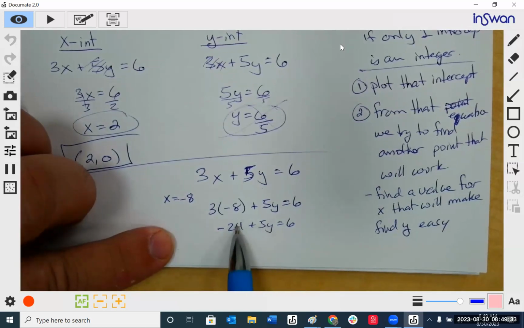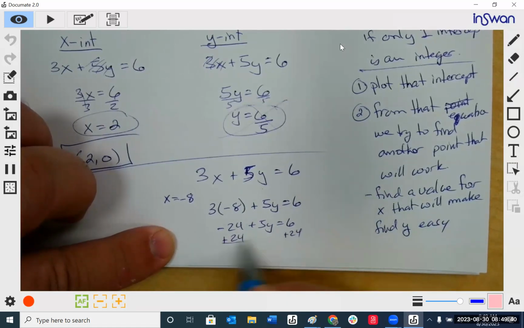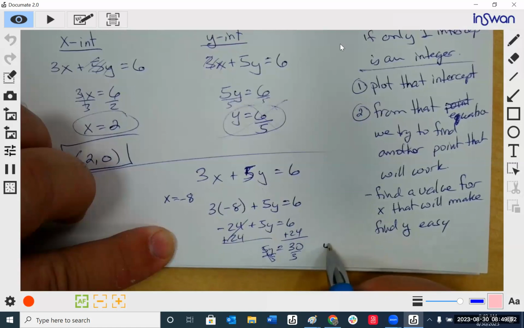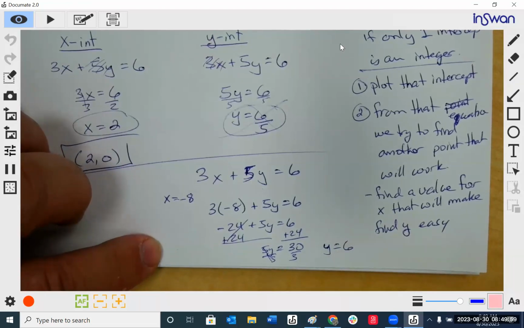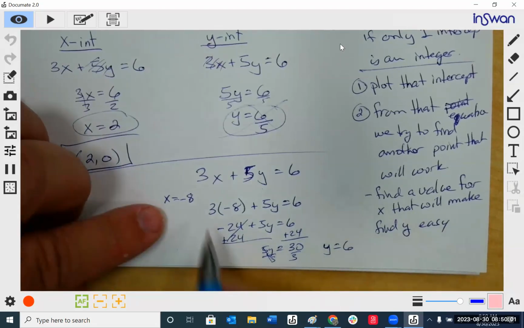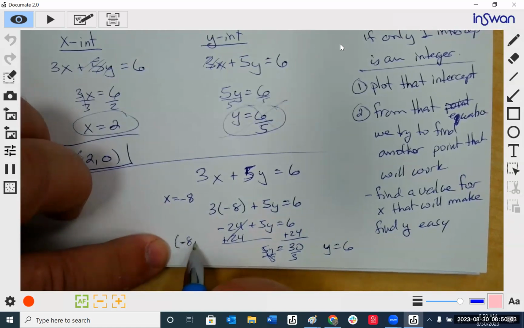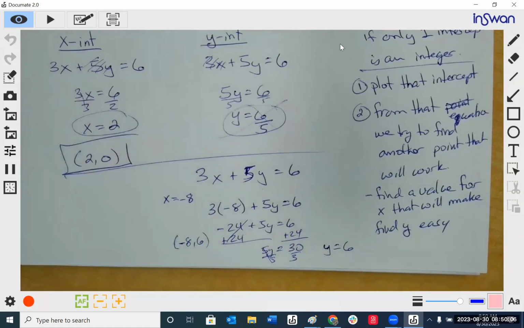Now we have to get the Y by itself, so we have to get rid of this one. How do we get rid of the negative 24? Add 24. 24 plus 6 is? Now divide by 5. 30 divided by 5 is? So we know a point that works is negative 8, comma 6.